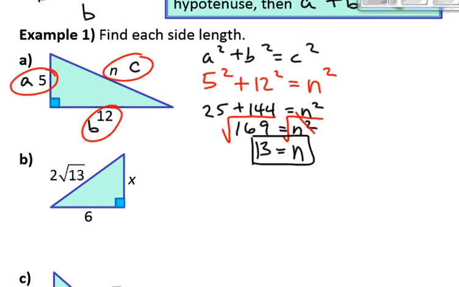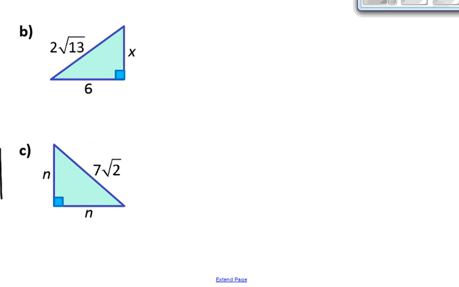Okay, so hopefully you've done something like that before, but now we're going to look at when we don't have a perfect square, we have different radicals, things like that. All right, so let's look at example B. First of all, I want to label my A, B, and C.